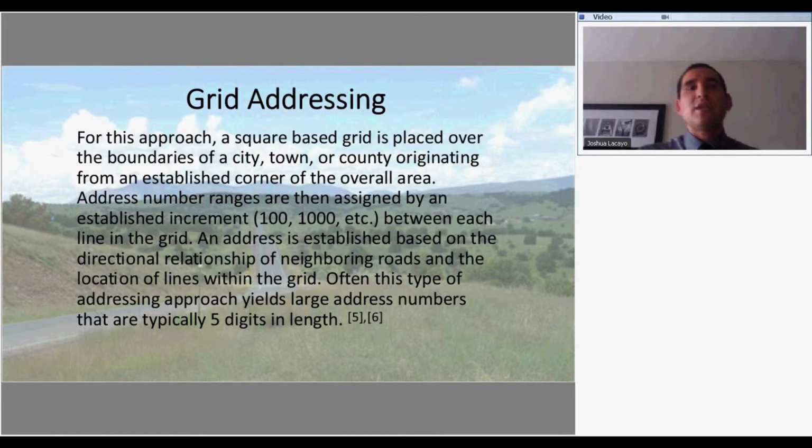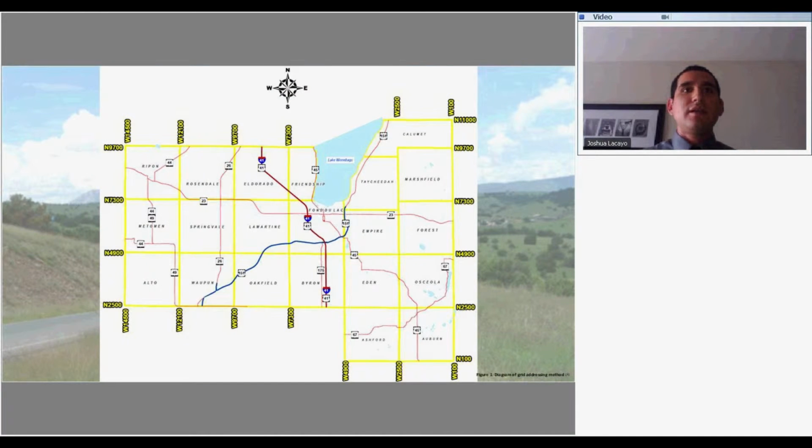First method I will be talking about is grid addressing. This method is very common in rural areas where roads follow section lines. A grid origin is determined usually in one corner of a county or town. Then assigned addresses increase by a predetermined amount, such as 100, 1,000, etc., and are designated per grid mile. Here's a visual example of grid addressing.